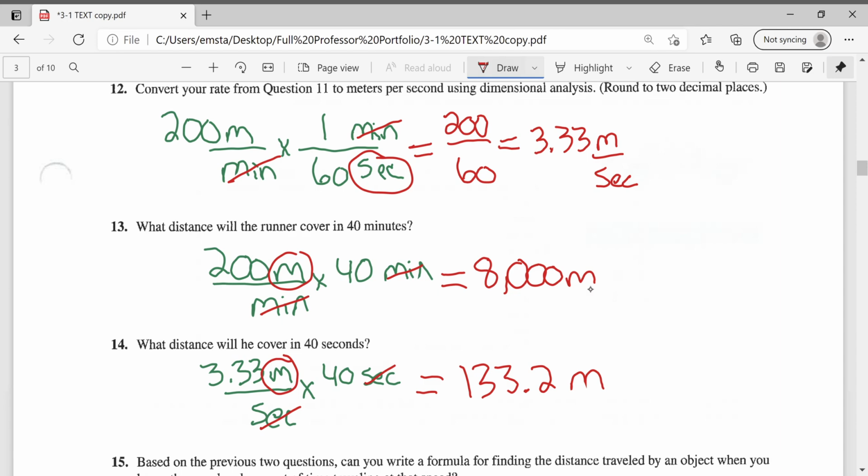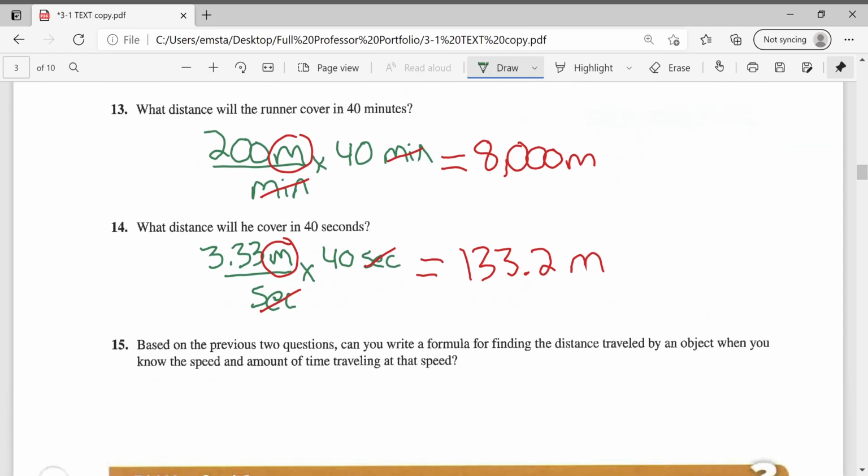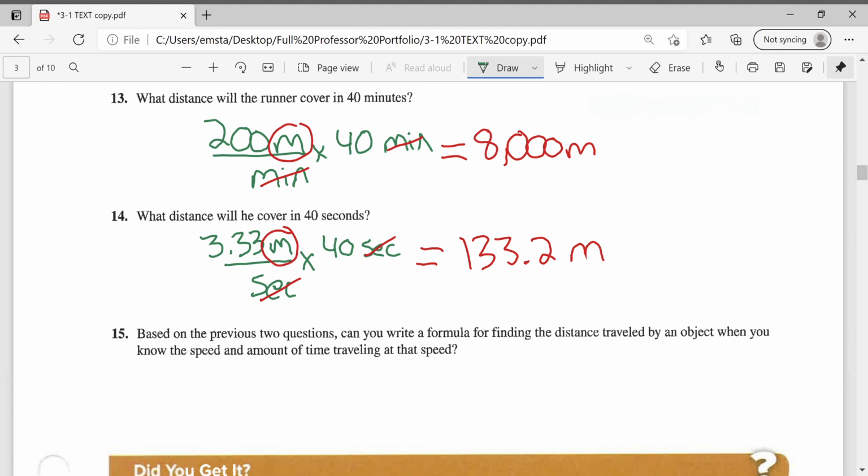So 15 asks us to bring this all together now. It says, based on the previous 2 questions, can you write a formula for finding the distance when you know the speed and the time? Well, what we did in 13 and 14 is we found that the distance was equal to the speed times the time, times how long they were running for.